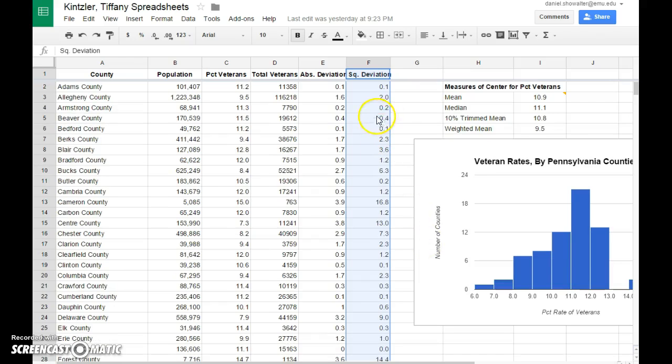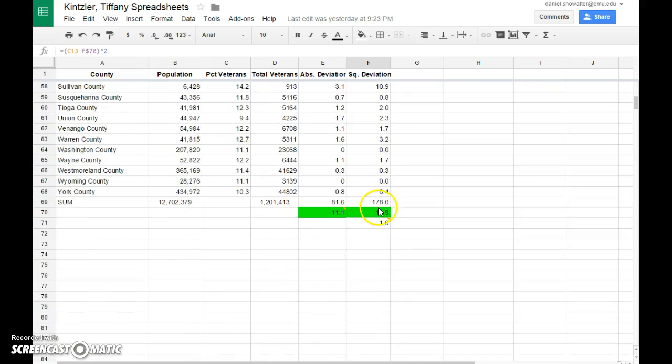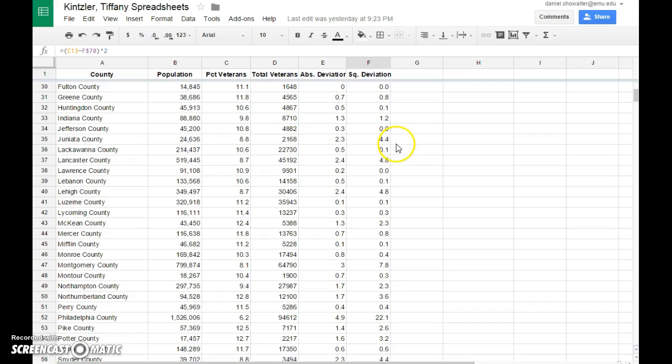Well, we can tell by looking at any county what their squared deviation was. How far off were they from the mean, and then squared. So for example, Cameron was 4 percentage points off. We square that to get the 16. But it'd be nice to know on average how far away from the average the counties were.